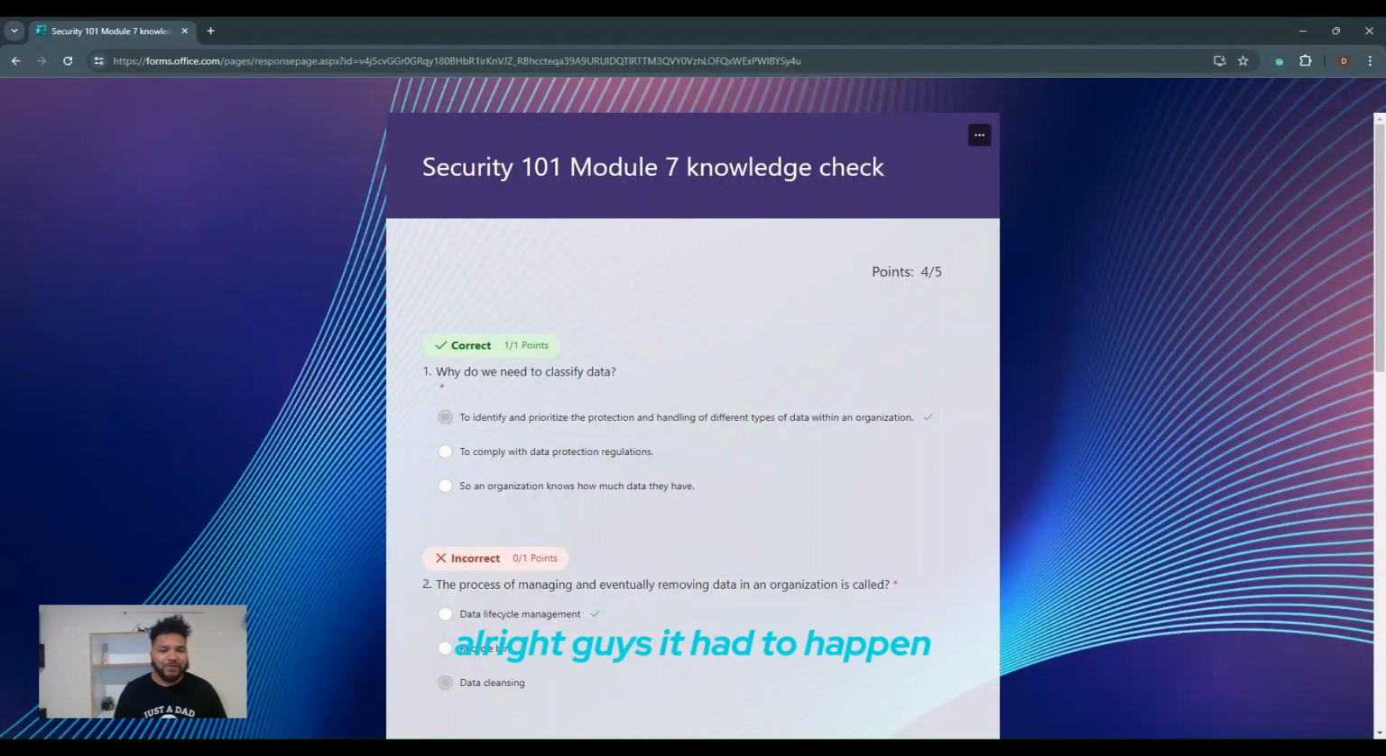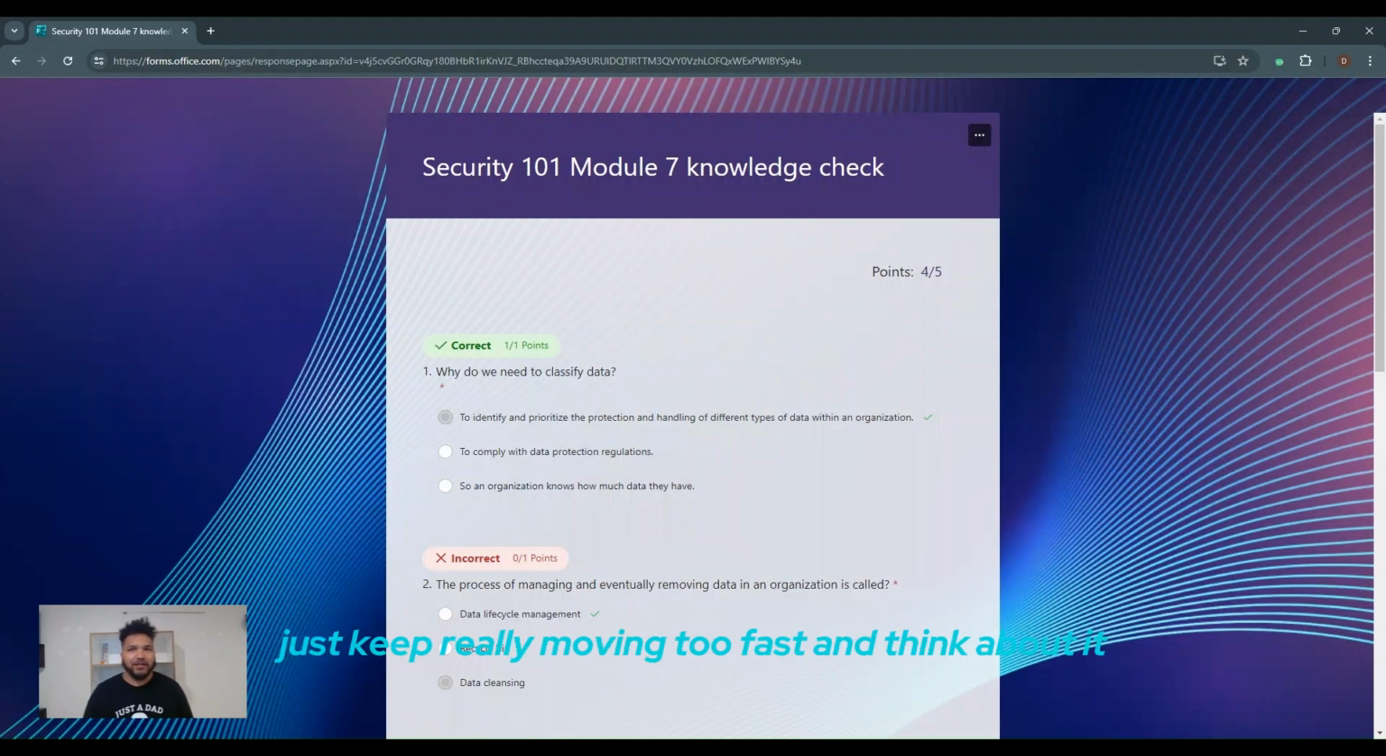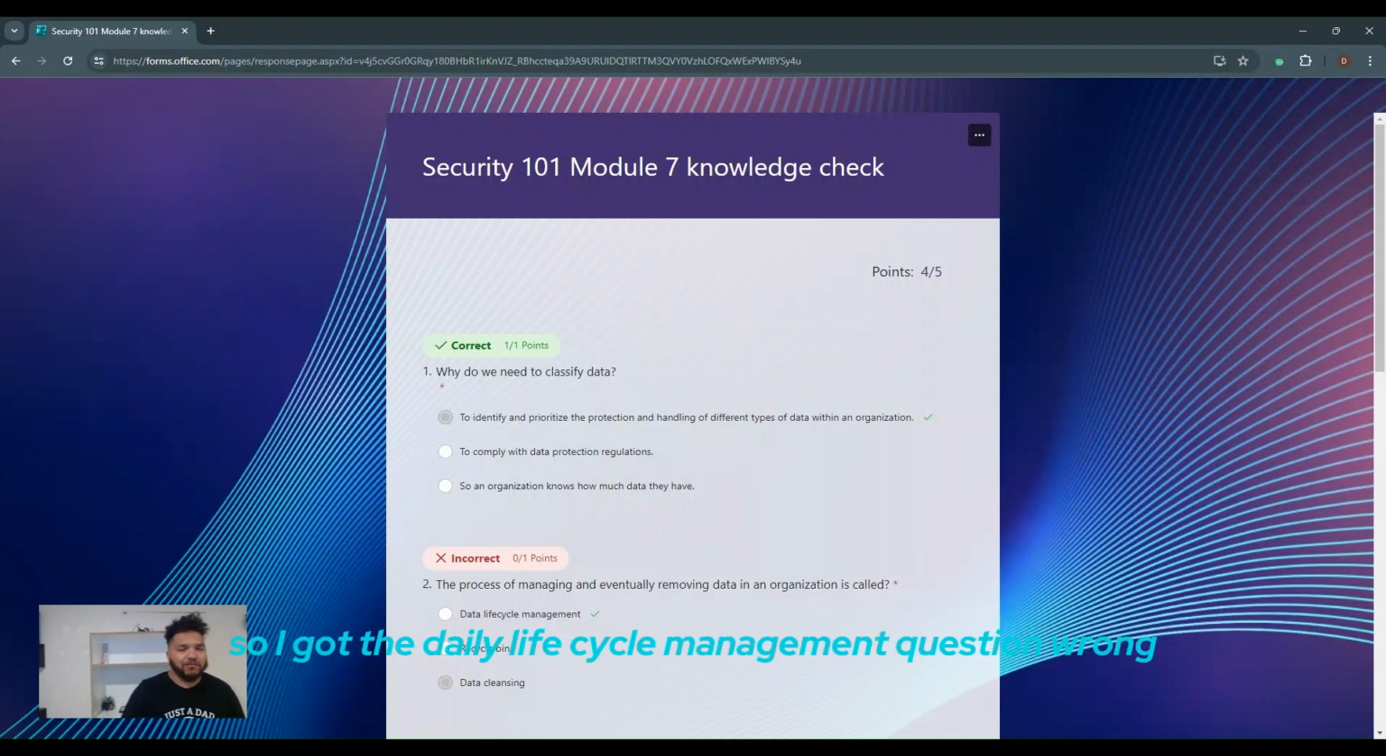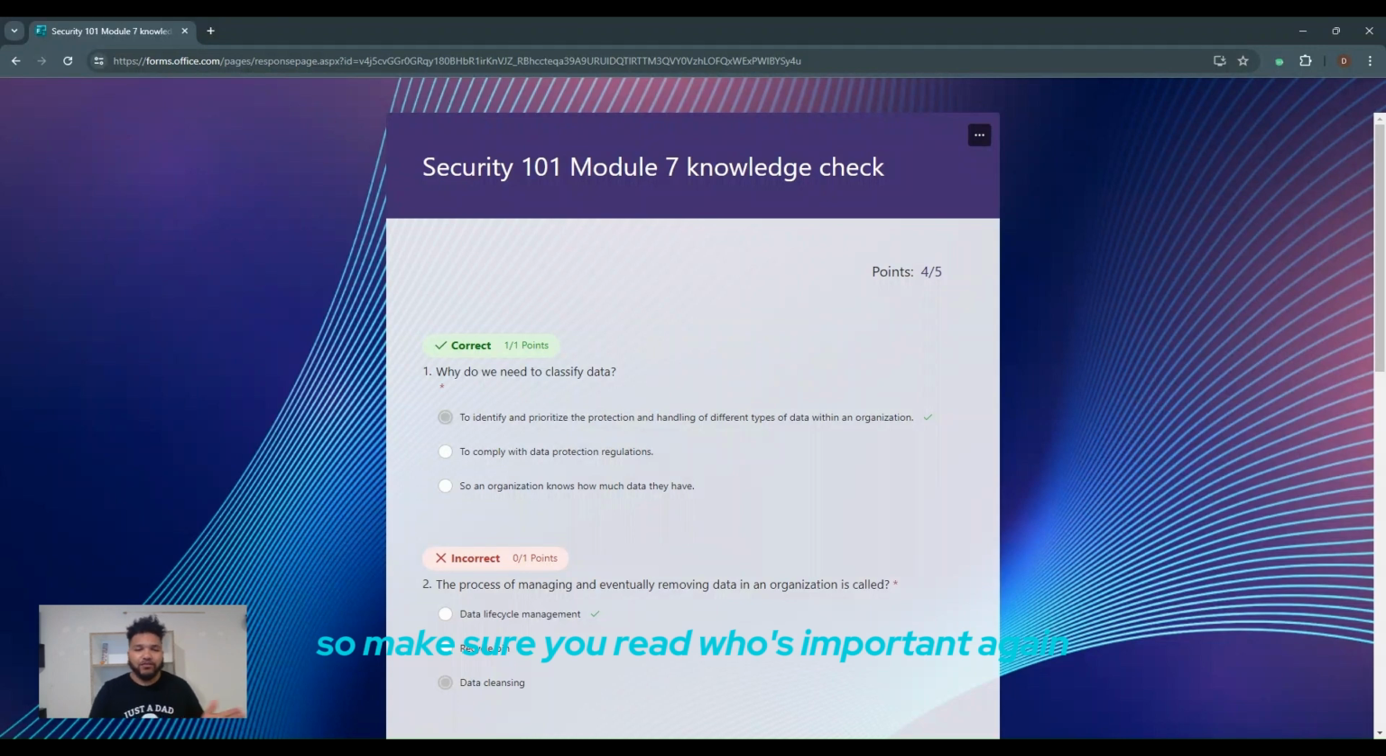All right, guys, it had to happen. We got our first miss. I got one question wrong, 4 out of 5, which can happen when moving too fast. Think about it, right? What's the process? There's a process there. So I got the data lifecycle management question wrong. So make sure you read it. It's hugely important, right? Again, nobody's perfect.